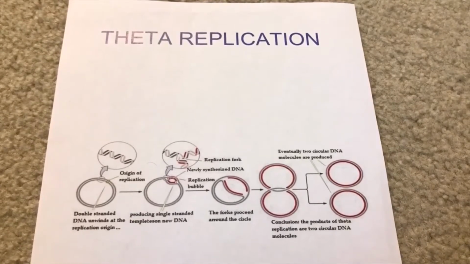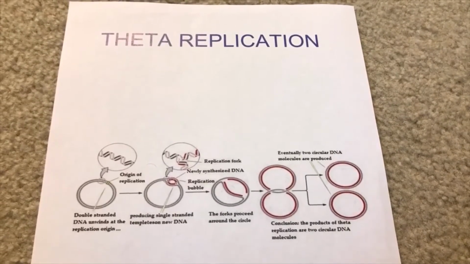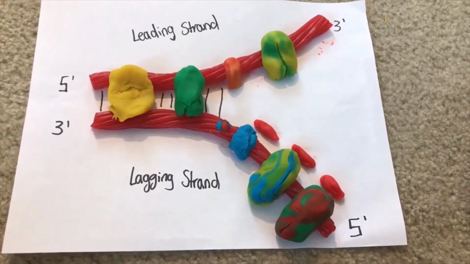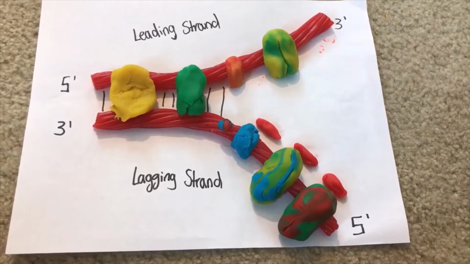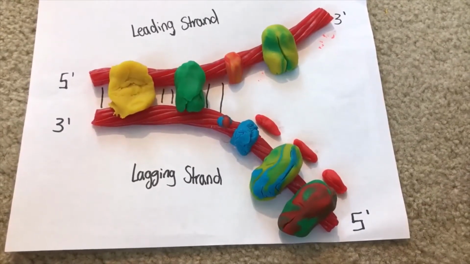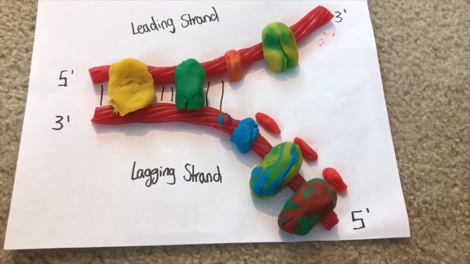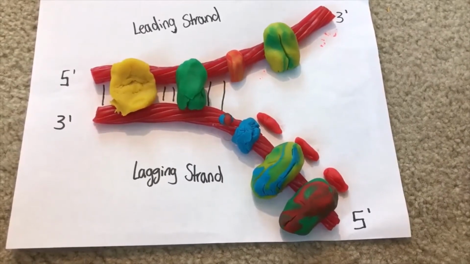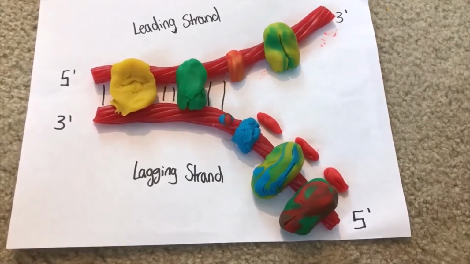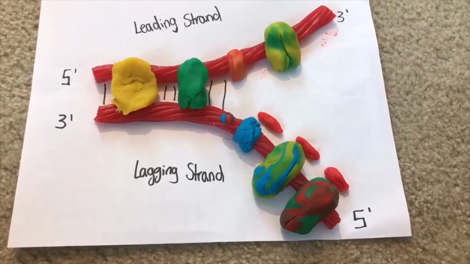Let's take a more in-depth look at replication at one of the two forks present. The model shown is that of a replication fork, where I have used Twizzlers to represent DNA strands and various colors of Play-Doh to represent the different structures that allow replication to occur. Replication occurs in a 5' to 3' direction, which causes the top strand to be the leading strand and the bottom strand to be the lagging strand.